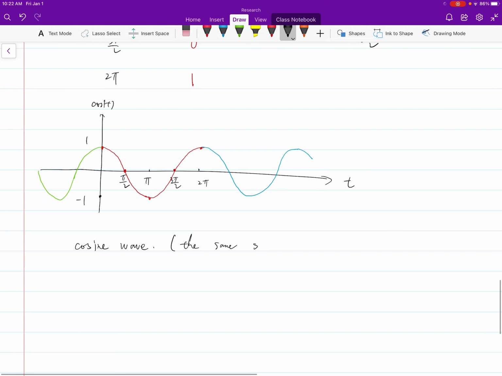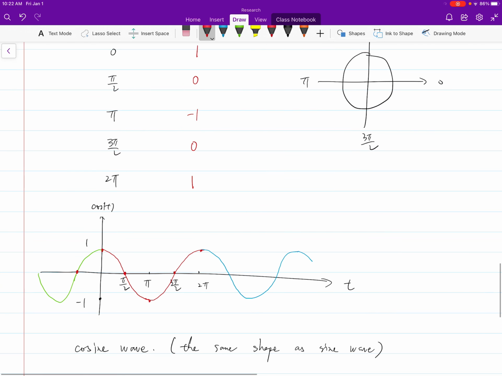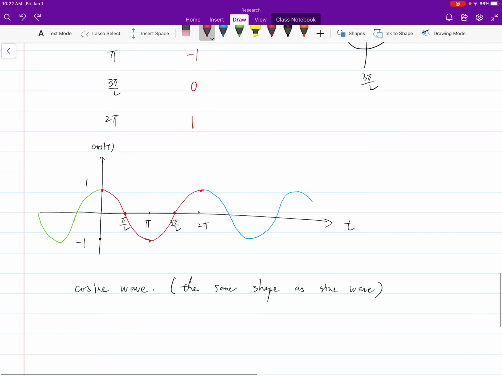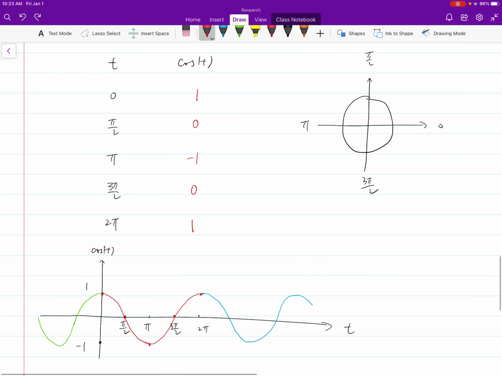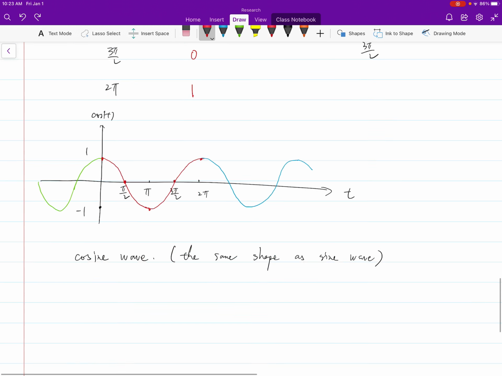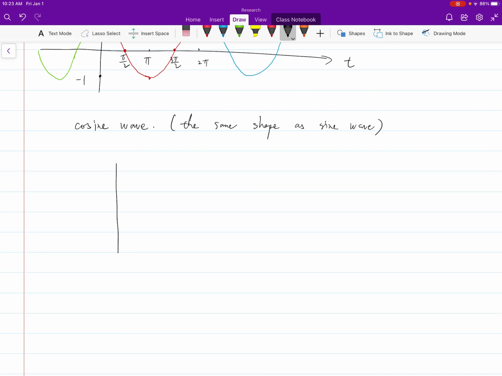Moreover, this looks exactly like the sine wave. The same shape as the sine wave. Except for the sine wave, you start from this point. If you go back, you need to shift everything here and start from like this. But for cosine, it's the same wave, but you start right in the middle, which is where pi over 2 is for sine. But you start from 0 for cosine with the same wave.